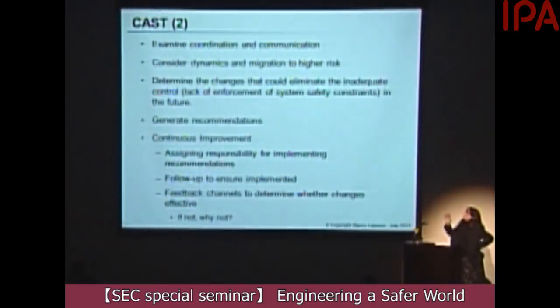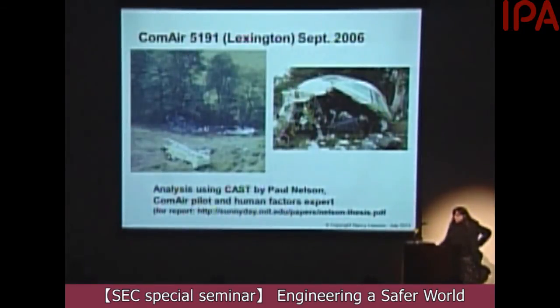And then we look at other things. I'm not going to go into these details. Let me just give you an example. This was an airplane crash that occurred in September 2006. It was a Comair plane. It took off from the wrong runway at Lexington Airport. That runway was a short runway.